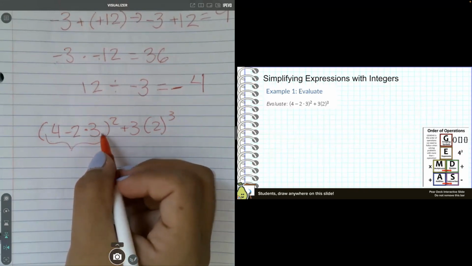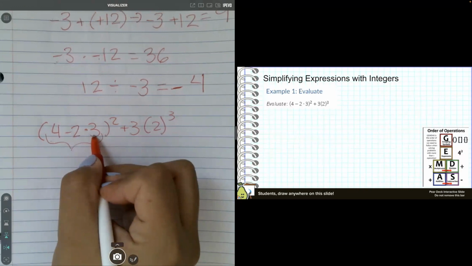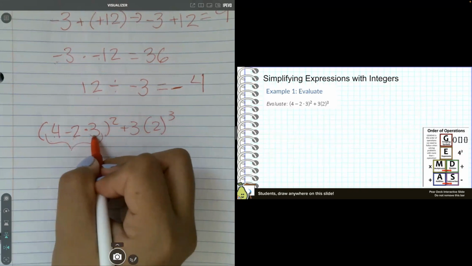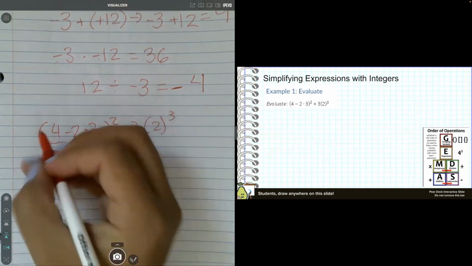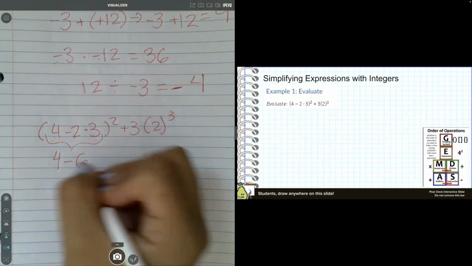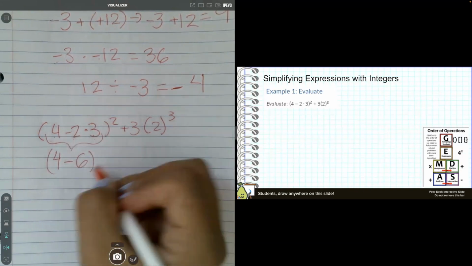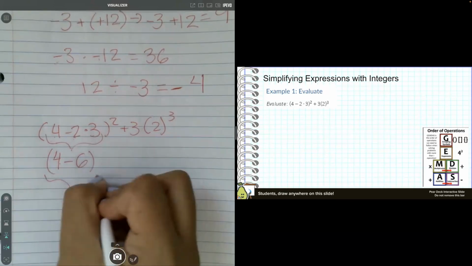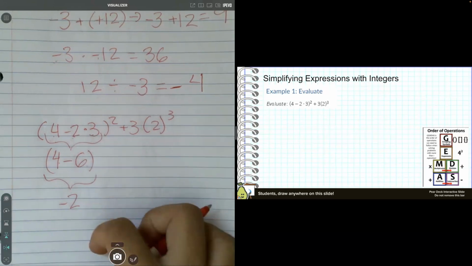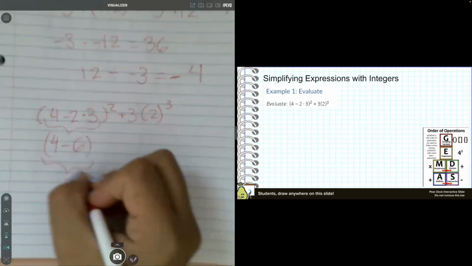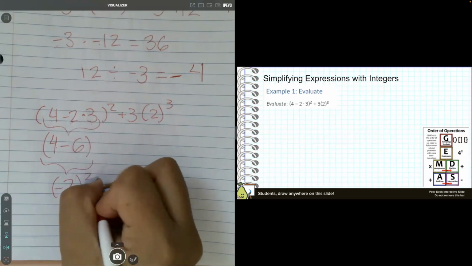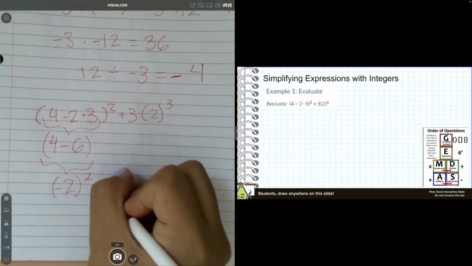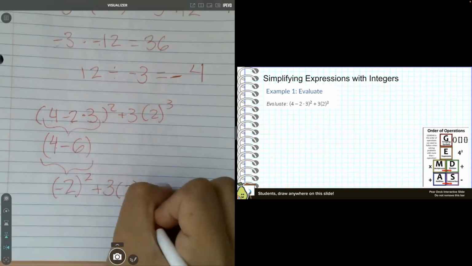I know from order of operations that multiplication comes before subtraction. -2 times 3 would give us -6, and this 4 just gets carried down here. Then I have the 4 minus 6. This will give me a -2. So I solved the parentheses here. And I know that everything in the parentheses was supposed to be squared, so I carry that down to my next part of the problem, and I'm going to copy the rest of the problem here.